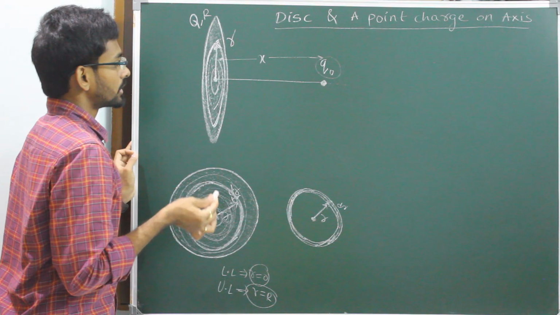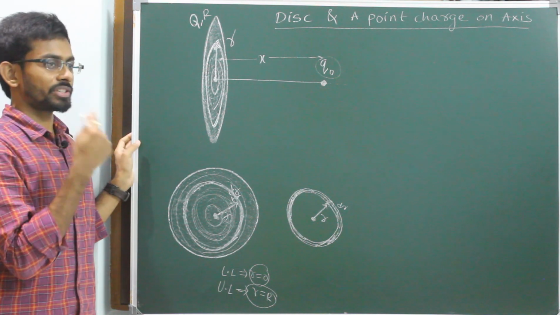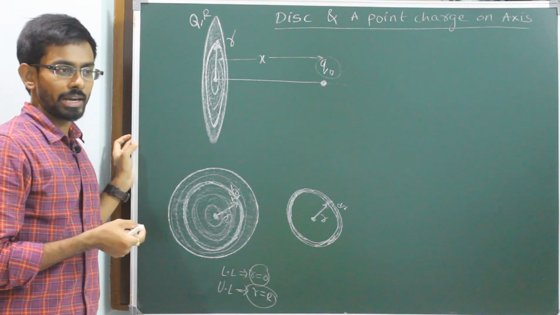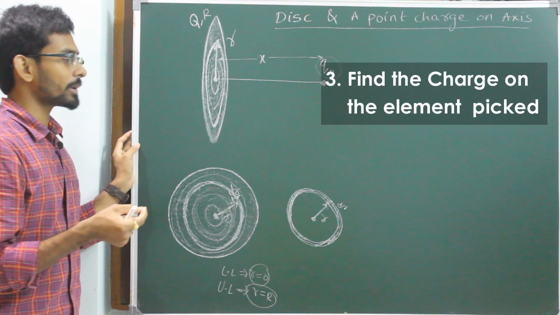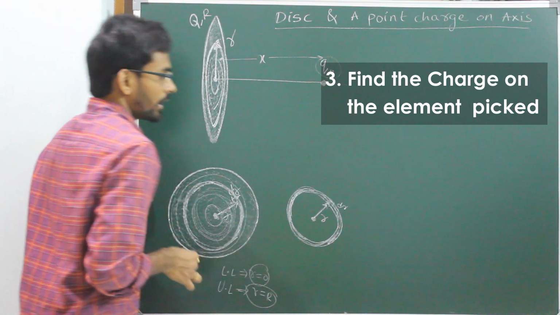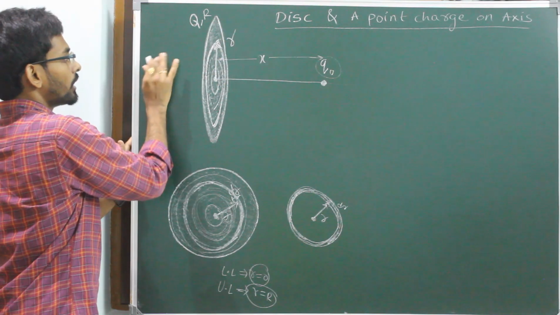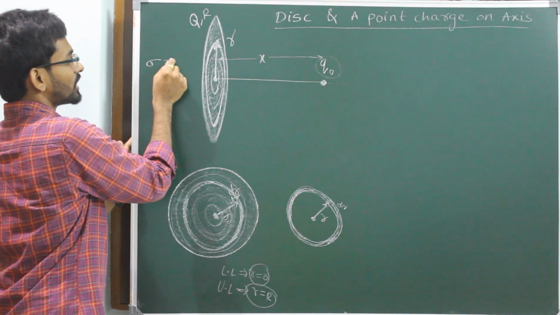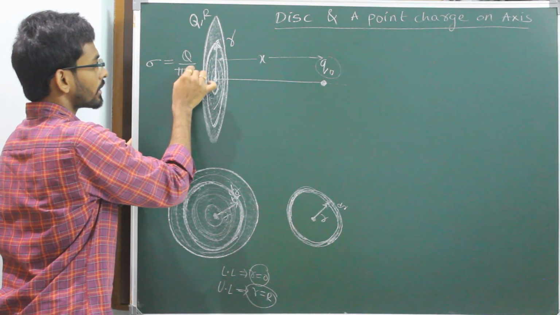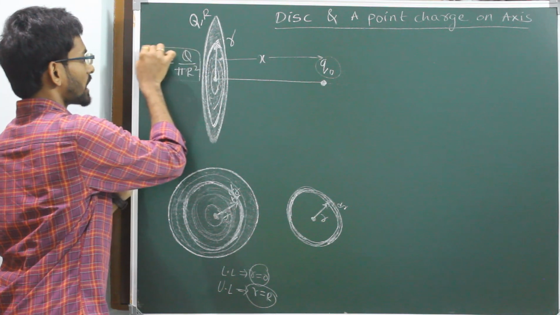Now let us discuss the third step. What is the third step? In the first step, we divided the charge distribution into concentric rings. In the second step, we chose one of the elements. Now the third step is to find the charge on the element, that is, the charge on this ring. As this is an areal charge distribution and it is uniform, we define the areal or surface charge density as charge per unit area of the disk, which is pi r square. So sigma is equal to Q by pi R square. This is the surface charge density.